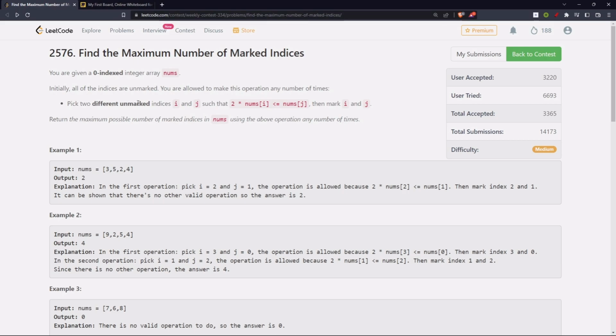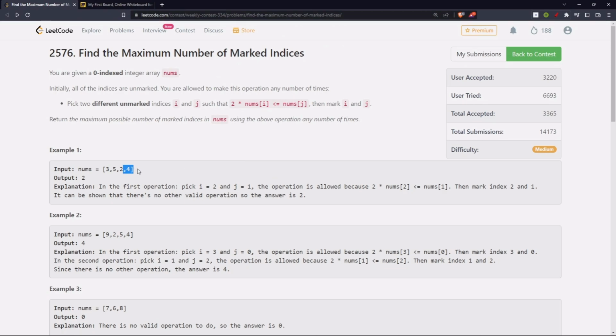Pick two different unmarked indices i and j such that 2 * nums[i] <= nums[j]. Then mark i and j. Return the maximum possible number of marked indices in nums using the above operation any number of times. Let's look at the examples.